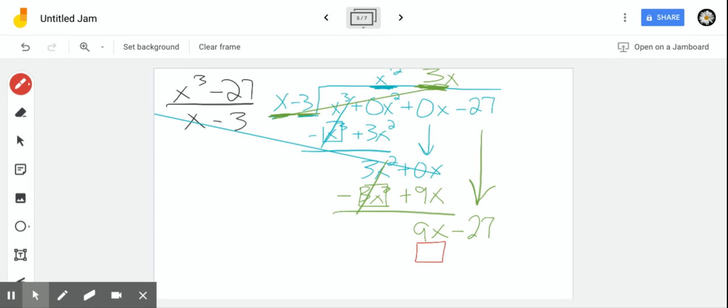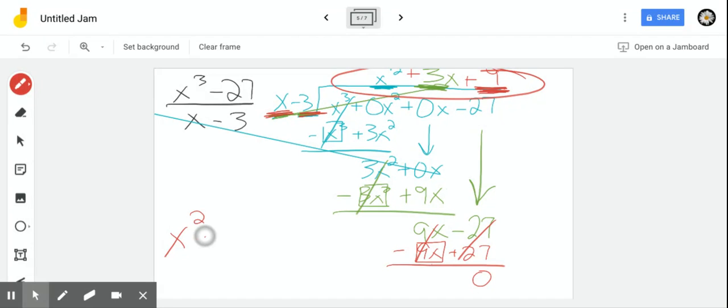And our last goal is to get a 9x. So what times x gives you 9x? Definitely going to be a positive 9. So 9 times x is 9x. 9 times negative 3 is negative 27. Draw the line, change the signs, and we get a 0. So no remainder. Here's our answer, x squared plus 3x plus 9.